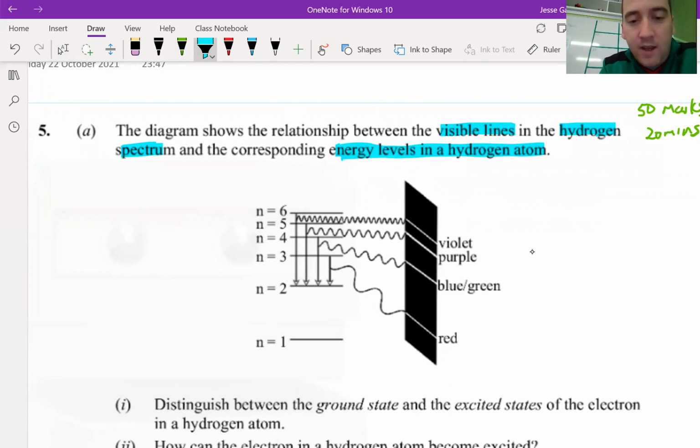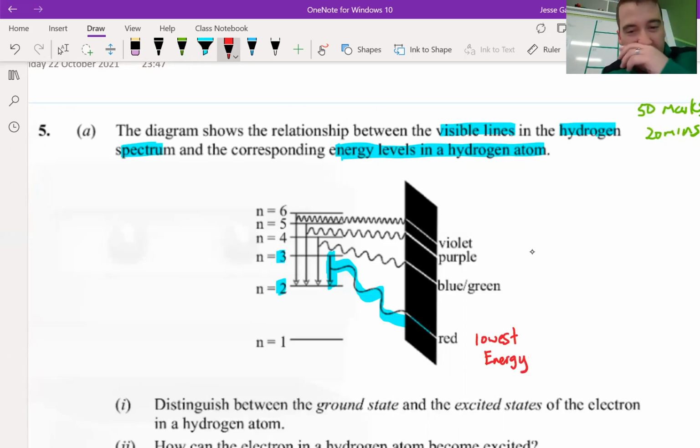As you can see, if an electron falls from n equal to 3 to n equal to 2, this section here, we get a red line, because that's quite a low amount of energy. There's not much of a difference between those two energy levels, and red light is the lowest energy line. So this visible line, the red line, is from n equal to 3 to n equal to 2, because that's not very much of a gap.